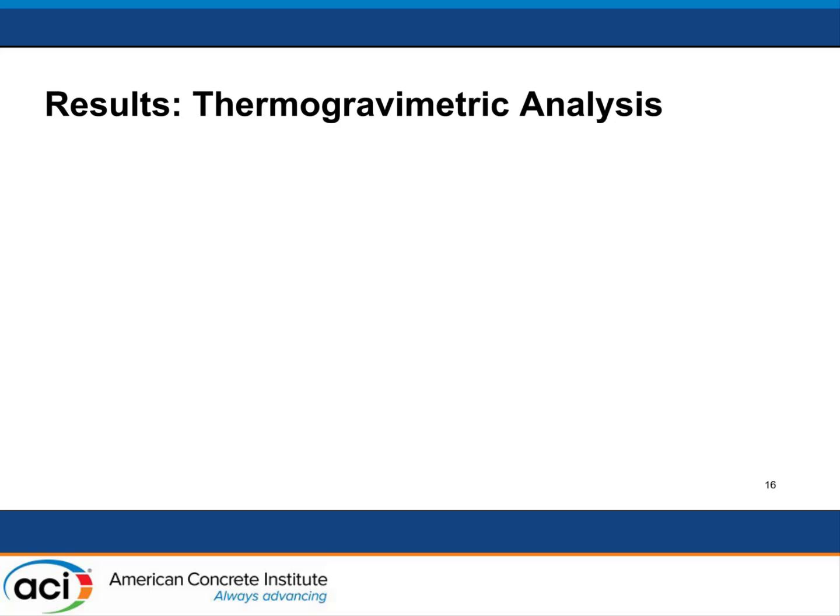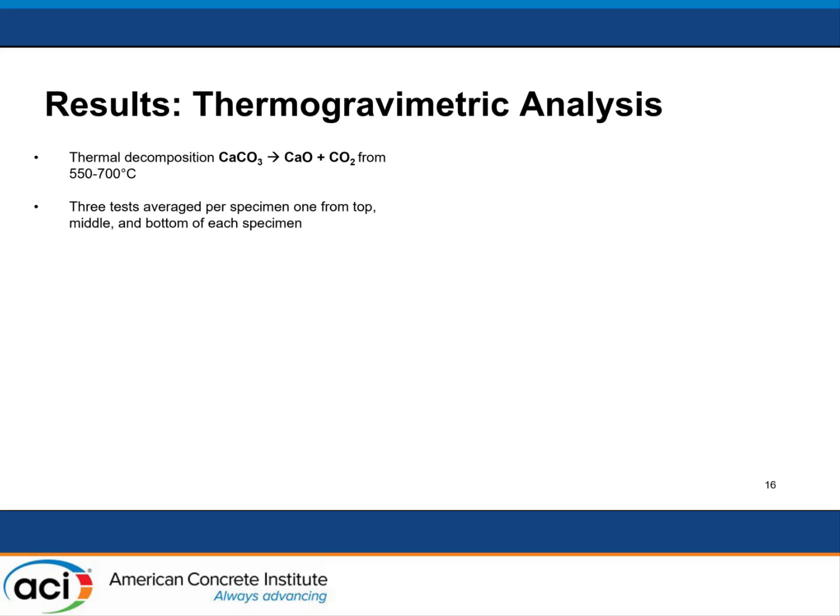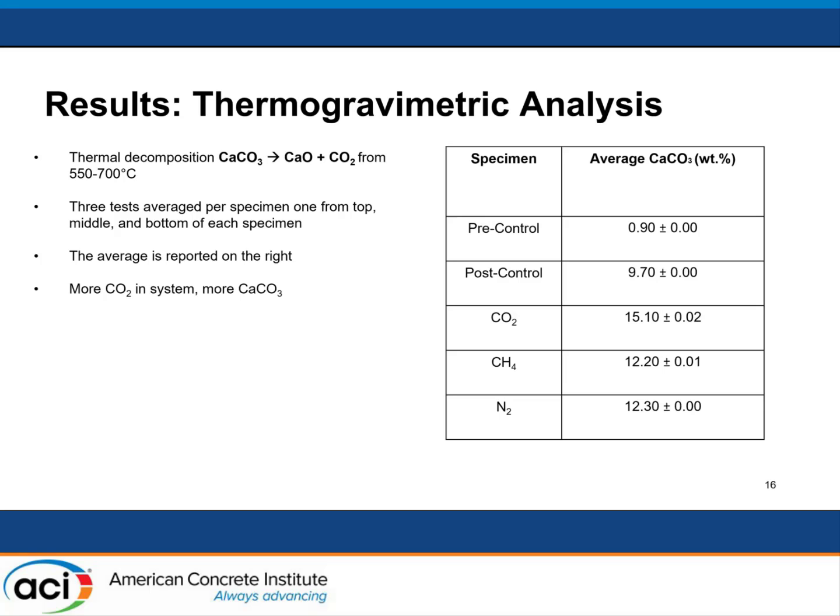So we then completed thermogravimetric analysis, or TGA analysis. According to literature, the thermal decomposition of calcium carbonate occurs somewhere between 550 to 700 degrees Celsius when using this method. I did 3 tests per specimen, one from approximately the top, middle, and bottom of the specimen, to be able to average and have a representative sample from each region of each of these samples. So then I averaged these, and they are reported on the right here.